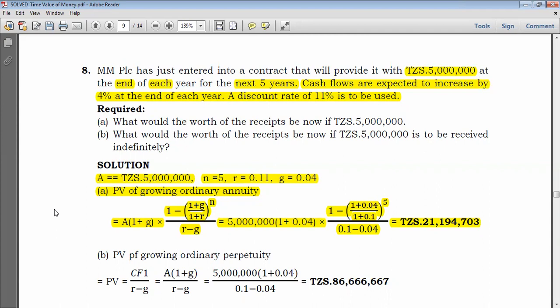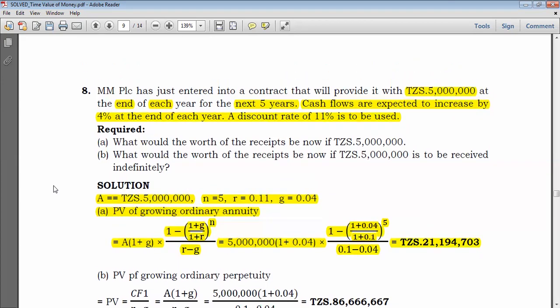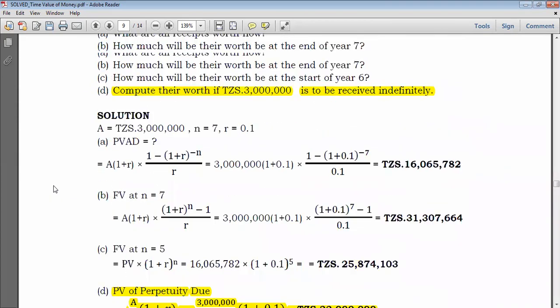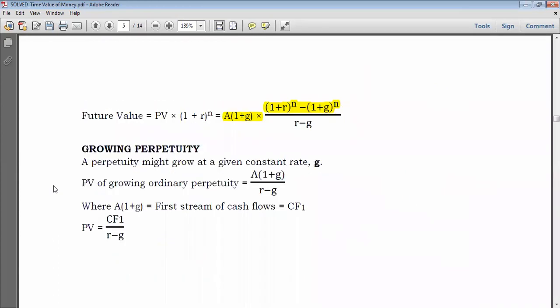And now let's just go to the concept here of perpetuity, right? As for perpetuity, actually, I'll have nothing much to speak of. You could just come here, growing perpetuity. In case you have the growing perpetuity, what do you do now? Now we also presume this perpetuity to be ordinary, no? So a perpetuity might grow at a given constant rate. So you can just go to this formula here, and you know the perpetuity means n equals infinity. So if you put n equals infinity in the formula, you would find out that the present value of growing perpetuity equals A times 1 plus g over r minus g.